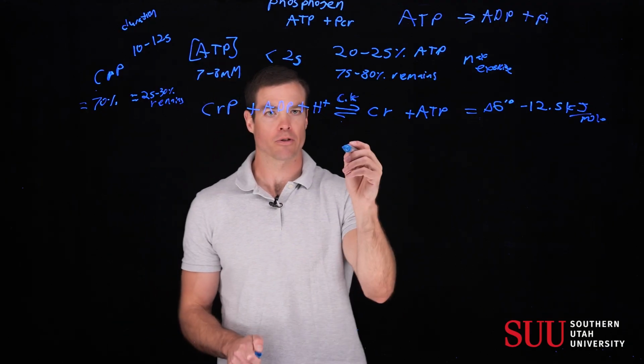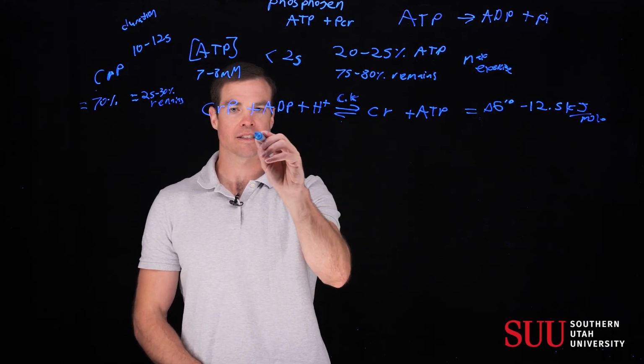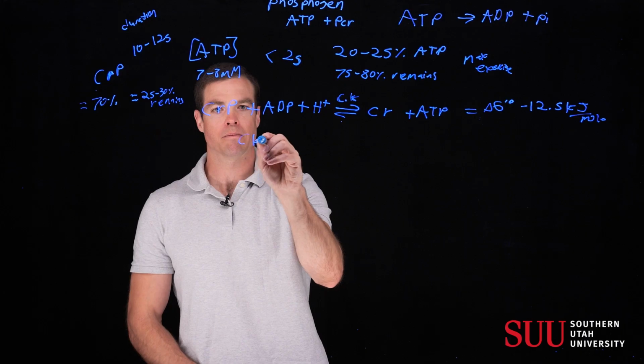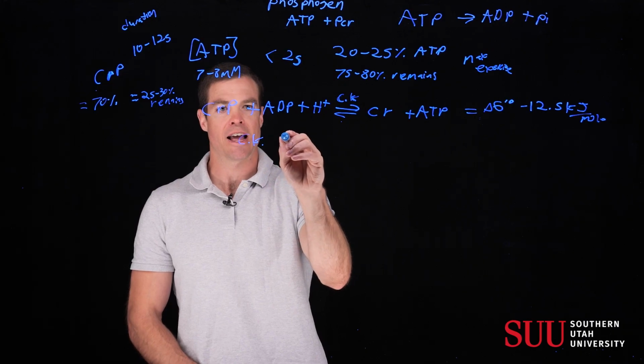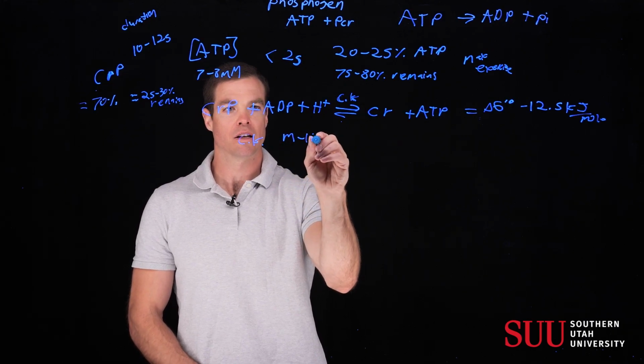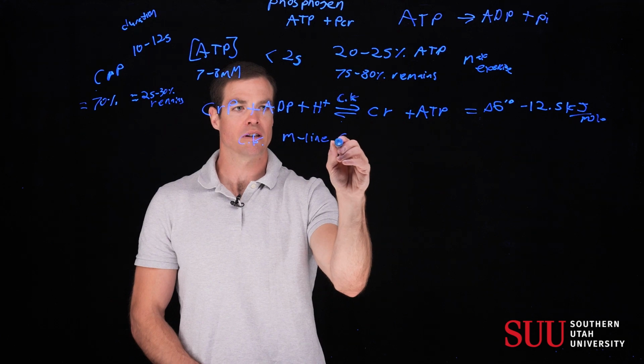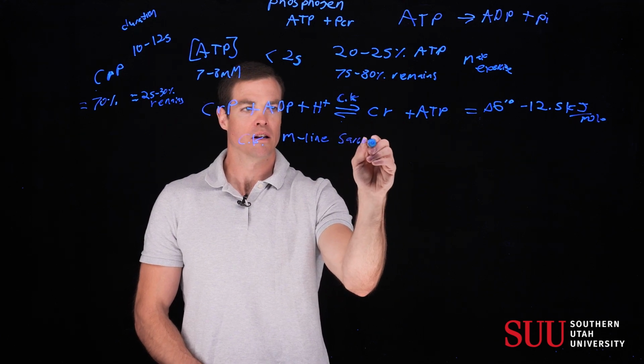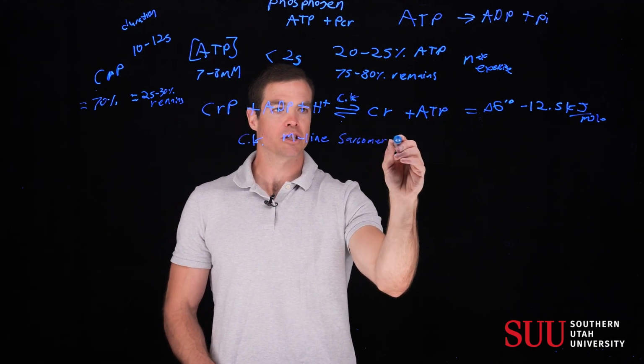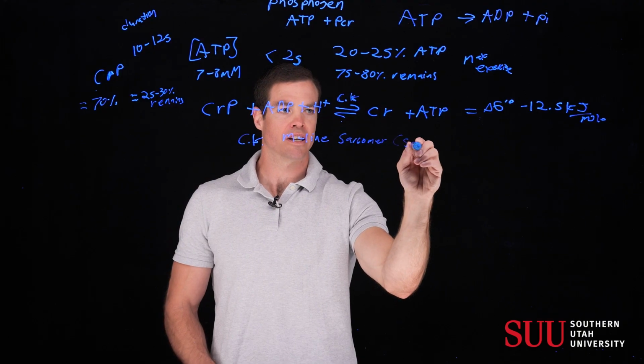So for example, one of the creatine kinases is going to be on the M line of the sarcomere. And that's going to be important because that's where you have all the SERCA pumps at, right?